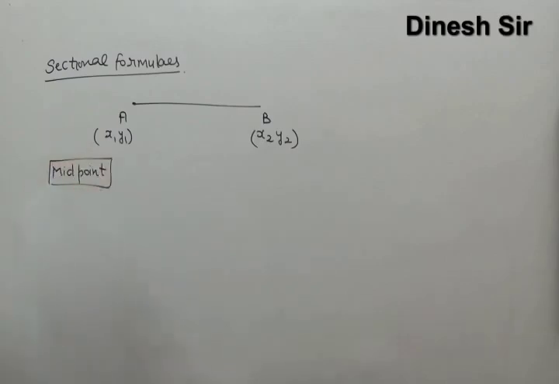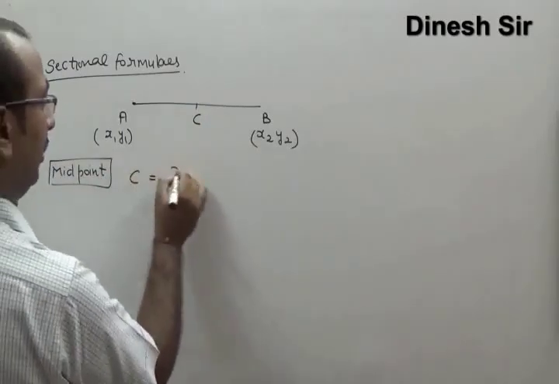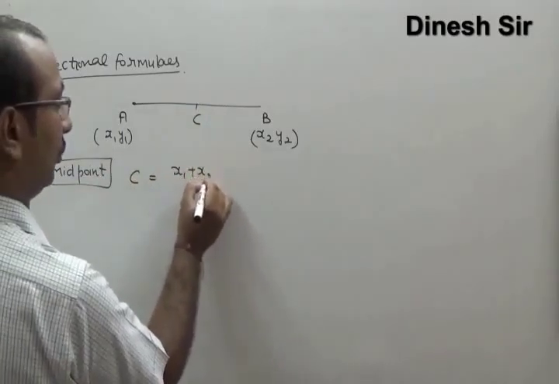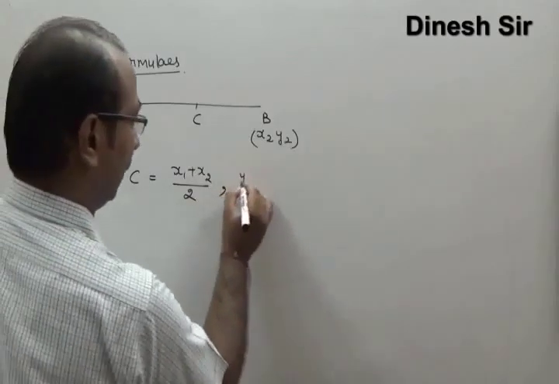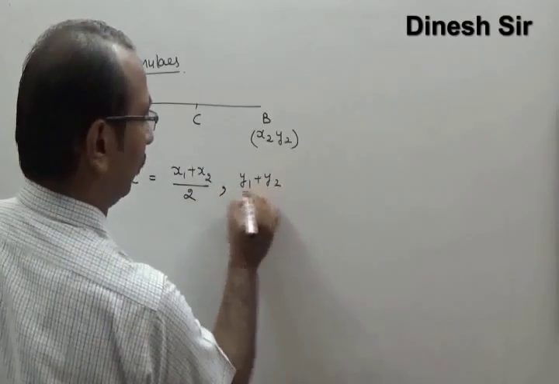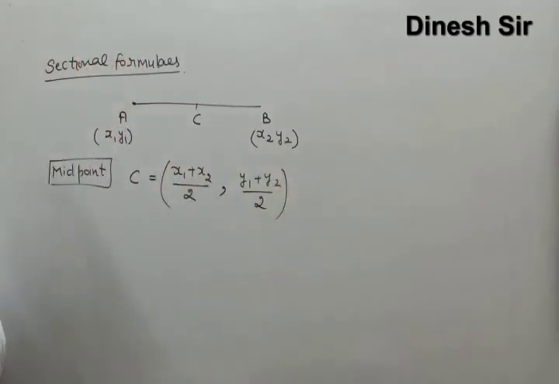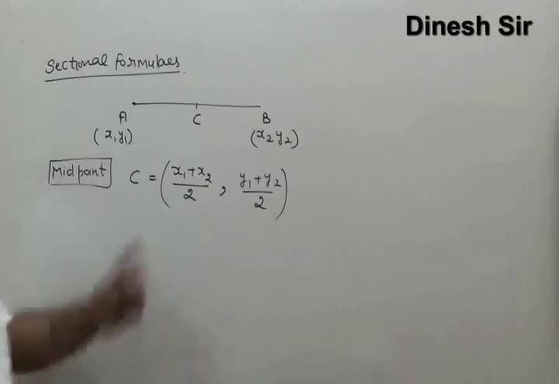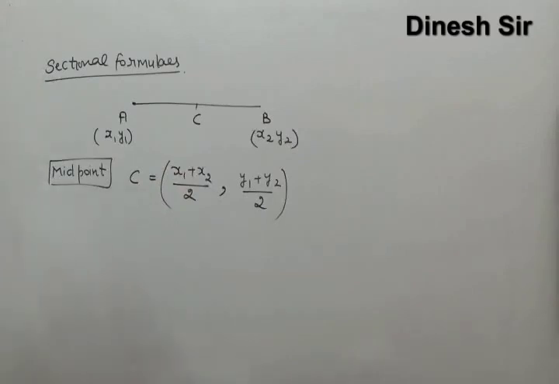What we can say is, suppose C is the midpoint, so we may say the coordinates of C are x1 plus x2 upon 2, that is for abscissa, and for ordinate we may say y1 plus y2 upon 2. So by this we can say these are the coordinates of the midpoint of segment AB. So the coordinates of C are (x1 plus x2 by 2, y1 plus y2 by 2).